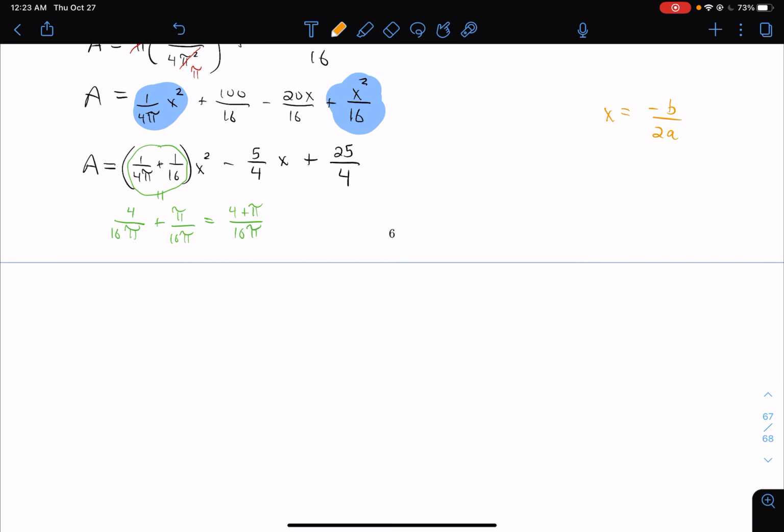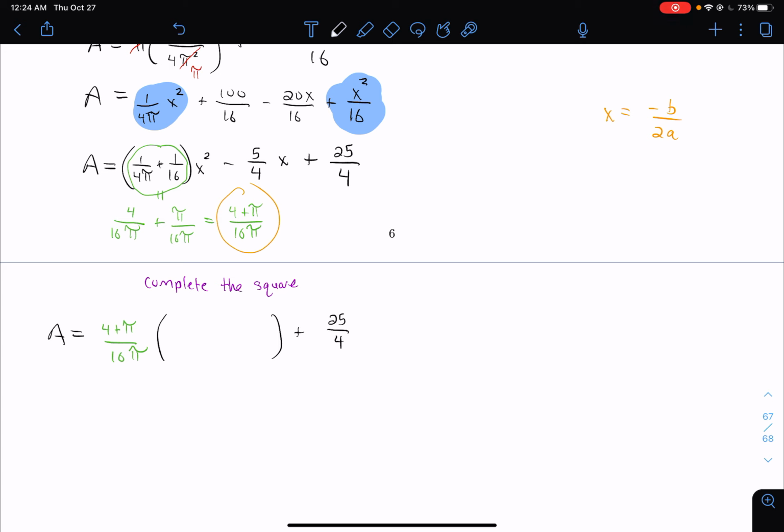Because I have this leading coefficient and it's not just a 1, the first thing I do when I complete the square is factor that leading coefficient out of the first two terms. So I'll get a equals, let's factor that coefficient out. Let's factor out that 4 plus pi over 16 pi. I'm going to factor that out of just the first two terms. Just the first two terms. So that'll still leave me with the plus 25 over 4 at the end.